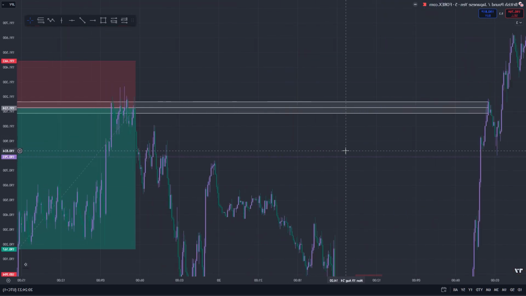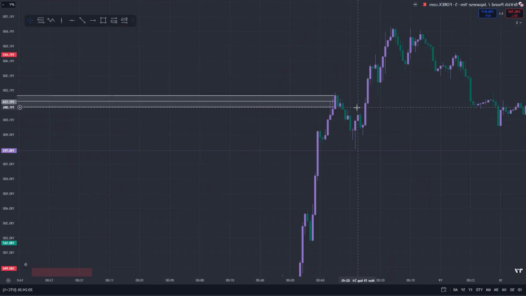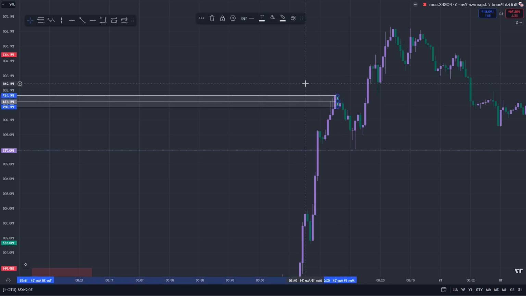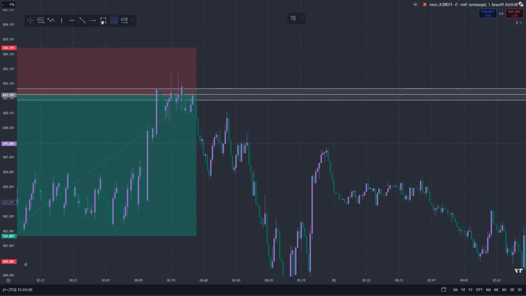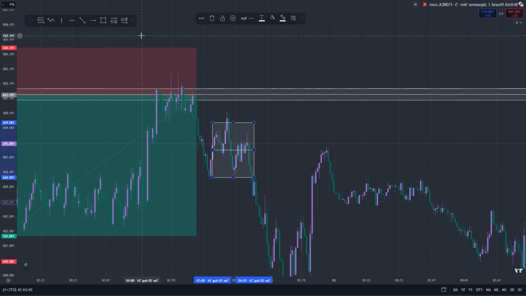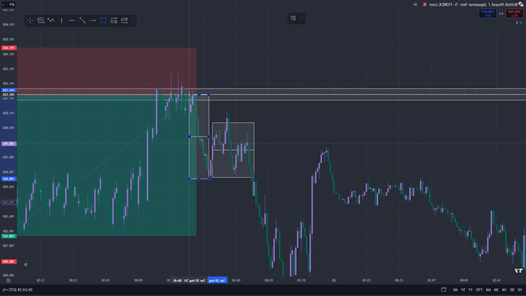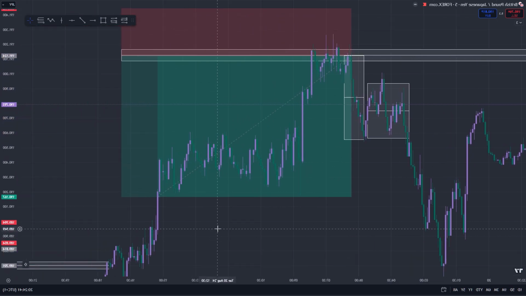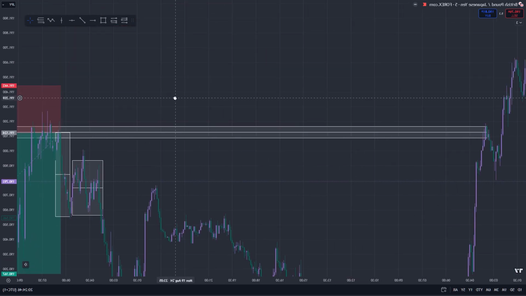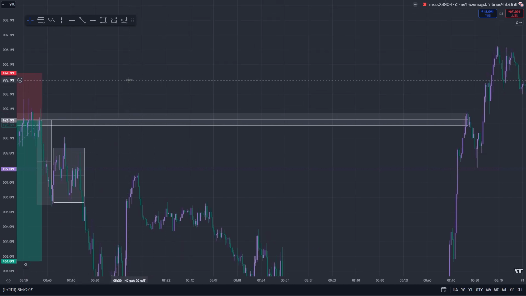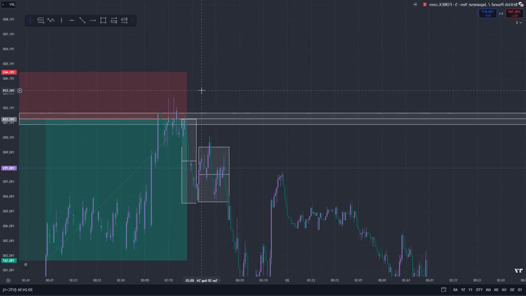Another one here, order. We marked out our order block right here, and then next, accumulation, manipulation, distribution. We risked a little bit more than usual with this strategy, as there was still a swing high up here, so we wanted to make sure that we had a good place to enter.